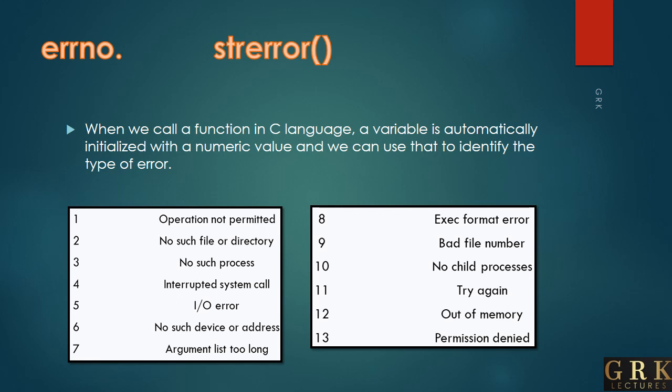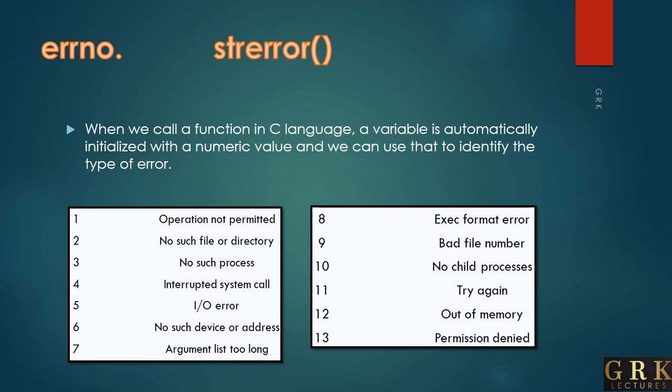For example, let us take the number 1. The error description for number 1 is operation not permitted. If we try to perform any operation that is not permitted, then that returns 1. So that 1 will be stored in the errno variable.